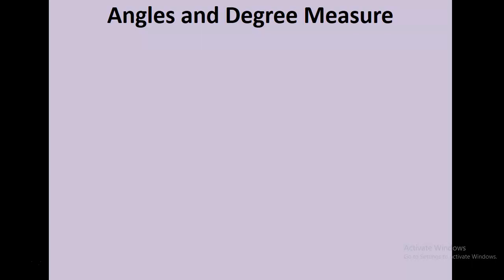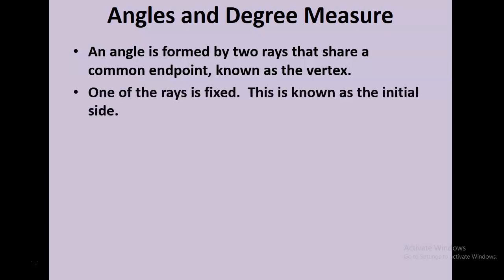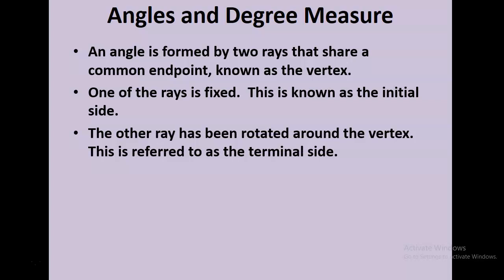First off, we want to talk about exactly what an angle is and maybe a concept we haven't really thought of in this way. An angle is formed by two rays that share a common endpoint known as the vertex, and I'm sure we're all familiar with that definition. But in this unit, we'll be thinking in particular that one of the rays is fixed, meaning it's not moving, and we'll call that the initial side of the angle. Then we have another ray that is being rotated around the vertex, and we'll think of that as the terminal side of the angle.